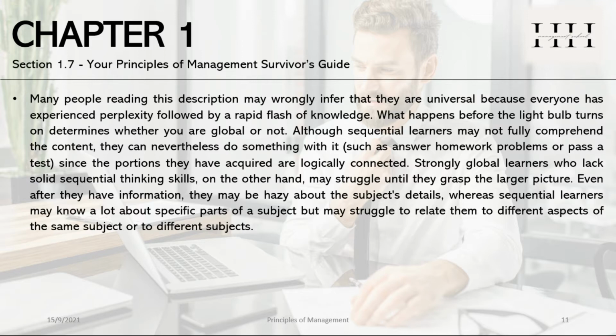Although sequential learners may not fully comprehend the content, they can nevertheless do something with it, such as answer homework problems or pass a test, since the portions they have acquired are logically connected. Strongly global learners, who lack solid sequential thinking skills, on the other hand, may struggle until they grasp the larger picture. Even after they have information, they may be hazy about the subject's details, whereas sequential learners may know a lot about specific parts of a subject, but may struggle to relate them to different aspects of the same subject, or to different subjects.